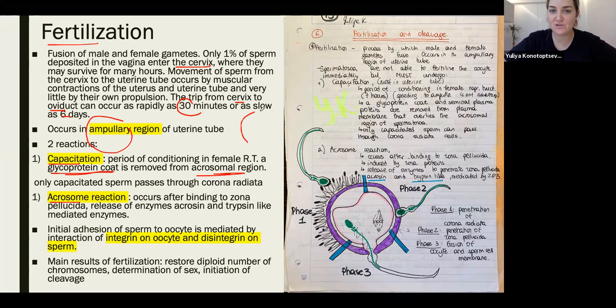You remember, head of spermatozoa, 3/4 of it are actually covered by acrosome. This acrosome has glycoprotein coat, and what are we doing? We're removing this glycoprotein coat. Why? So we can expose the enzymes. So we can expose these particular digestive enzymes that are needed to penetrate through the zona pellucida, right? Only capacitated spermatozoas are passing through corona radiata.